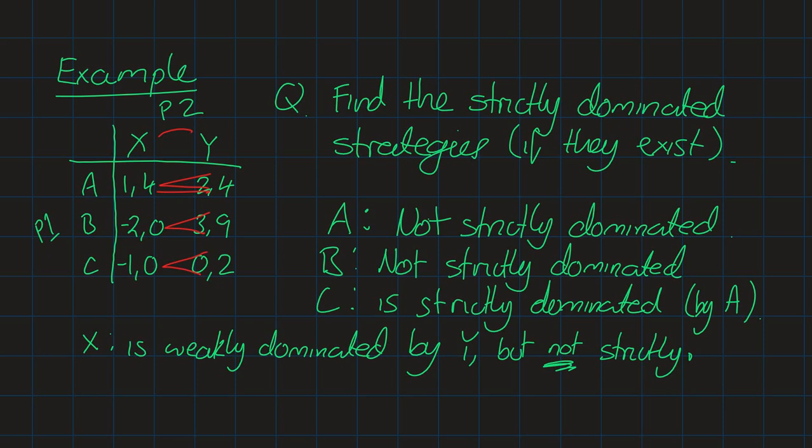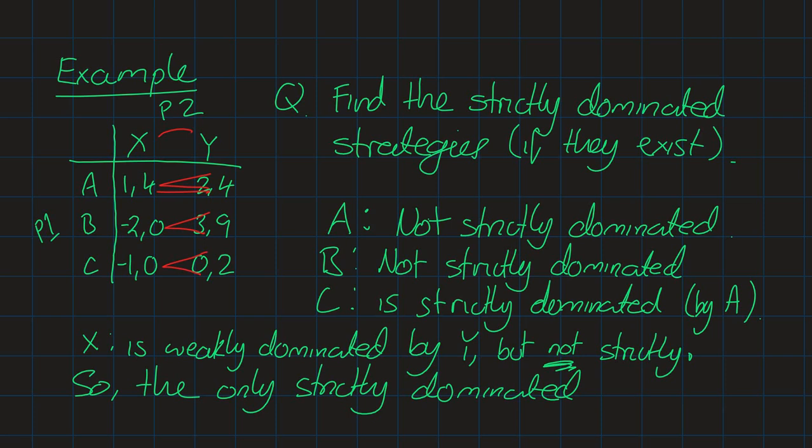And that's it. So the only strictly dominated strategy is C. If the question asked you to find all the strictly dominated strategies, the answer would just be C. That's it for this example, and that's it for this video.